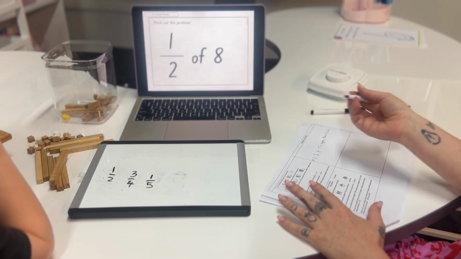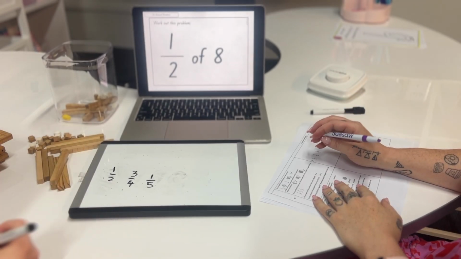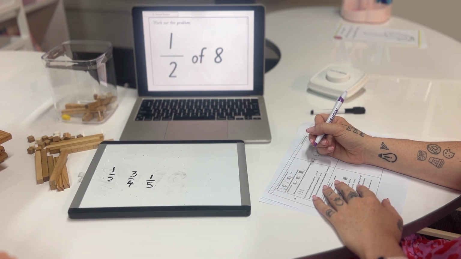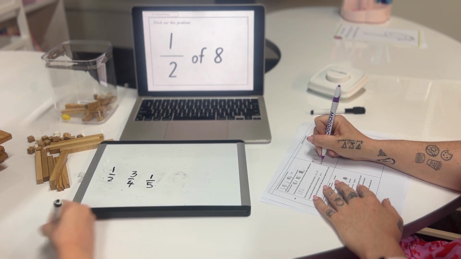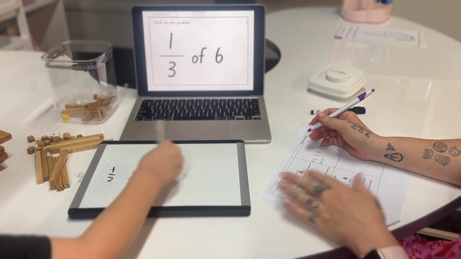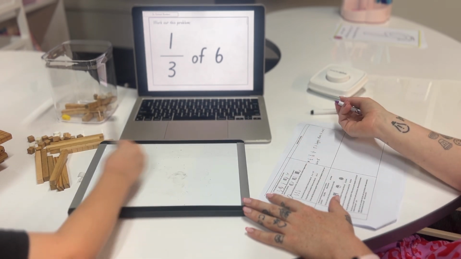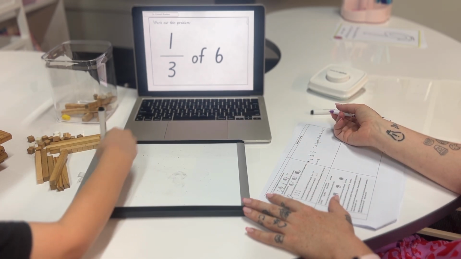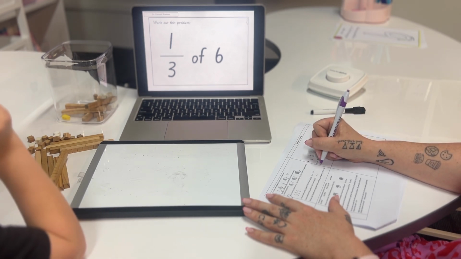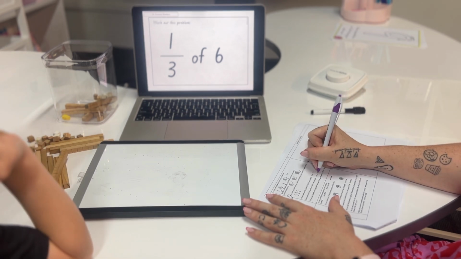Right, this one here. What is a half of 8? 4. Wow, how do you know that? That was so fast. Because 4 plus 4 is 8. Oh my gosh, that was so great. What about 1/3 of 6? 2. How'd you get 2? Because 2 times 3 is 6. That is super. You've got really good times tables.